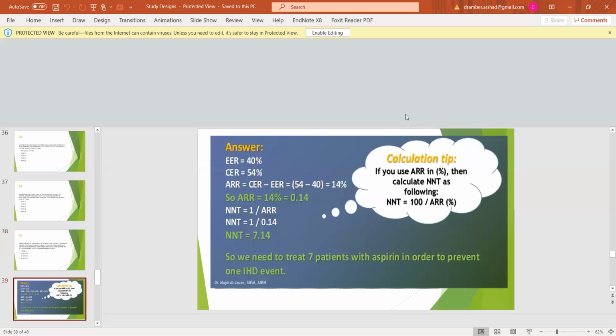Number needed to treat is 1 over absolute risk reduction. For this, we have seen that the incidence outcome was 40% in the experimental group and 54% in the control group. So absolute risk reduction is 14%. This drug has reduced the risk by 14%. So number needed to treat is 1 over absolute risk reduction, which comes out to be 7.14. So we need to treat 7 patients with aspirin in order to prevent 1 ischemic heart disease event.